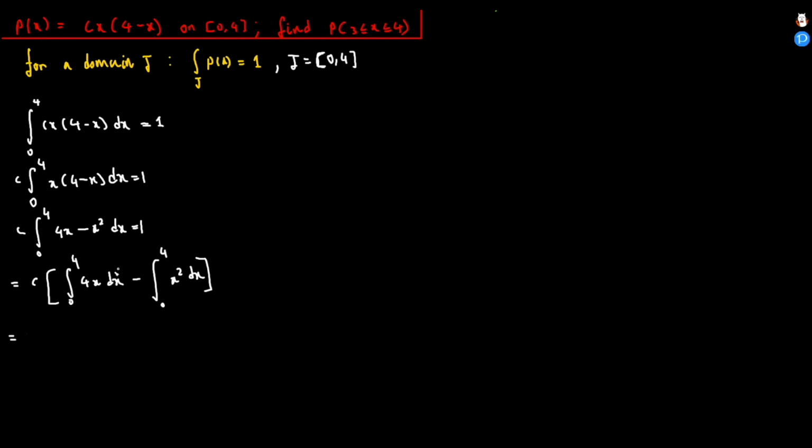Okay, so let's just go ahead and integrate. These are quite straightforward, right? This is just using the power rule of integration, which says that we can just increase the exponent and divide by that number. So this gives us 4x squared over 2 between 0 and 4 minus x cubed over 3 between 0 and 4.